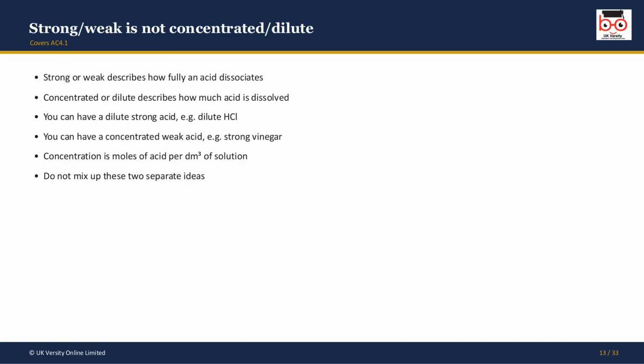Here's a distinction students often muddle. Strong or weak describes how fully an acid dissociates, whereas concentrated or dilute describes how much acid is dissolved in the water. They're completely separate ideas. You can have a dilute strong acid, like dilute hydrochloric acid, and you can have a concentrated weak acid, like strong vinegar. Concentration is just the moles of acid per cubic decimeter of solution, so don't confuse the two.